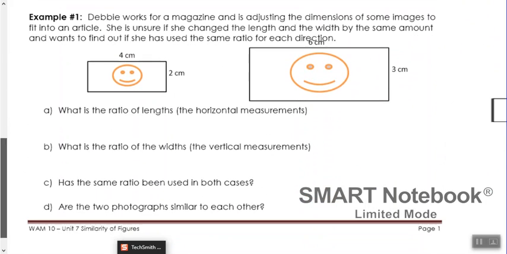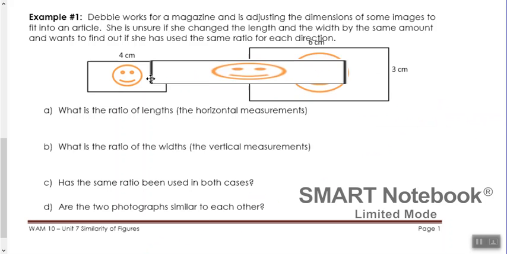Okay. An example of where you would actually need to use this is, let's say you have a magazine. So we have Debbie working for a magazine. She's adjusting the dimensions of some images to make them fit into the article, and she's kind of unsure if she changed the length and width properly. So she wants to make sure that she's changed it by the same amount so that she has similar images.